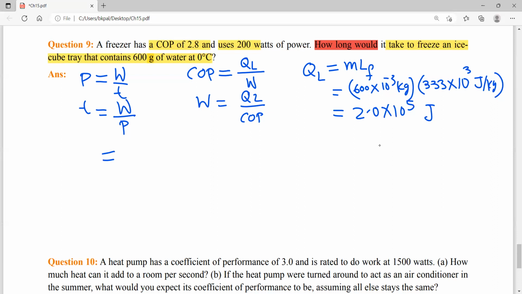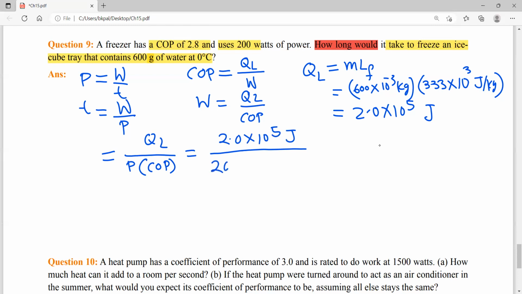Let's plug in the expression for W here. It will be QL over COP, and then P. QL is 2 times 10 to the power 5 joule, P is 200 watts, and COP is 2.8. So all together it gives me something like this, 357 seconds. So it needs 357 seconds, which is very close to 6 minutes.